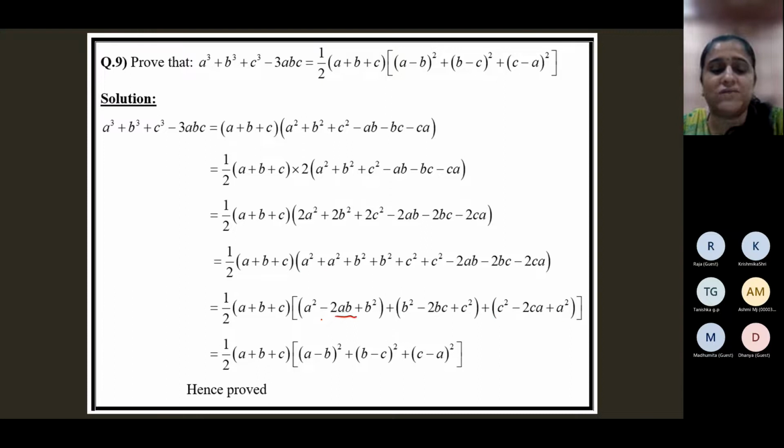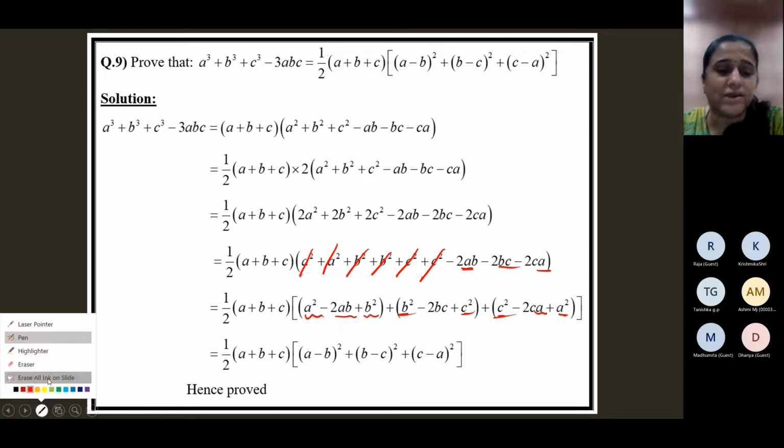Where there is minus 2ab, we use one a square and one b square. Where there is minus 2bc, we make use of one b square and one c square. And where there is minus 2ca, we make use of one c square and one a square. So see, we have made use of everything. And the middle terms are minus 2ab, minus 2bc, minus 2ca. That's the next step. We gather them.